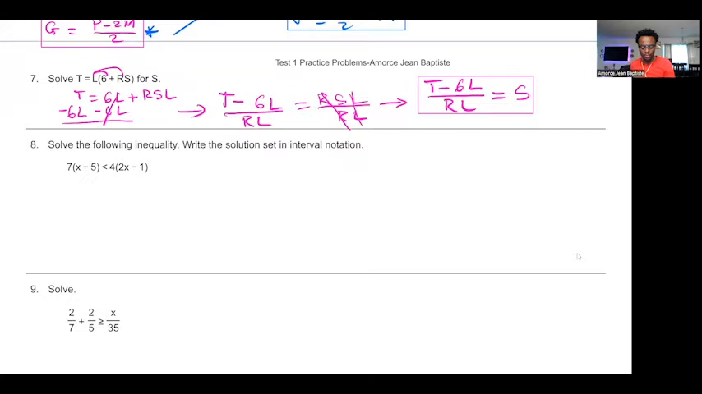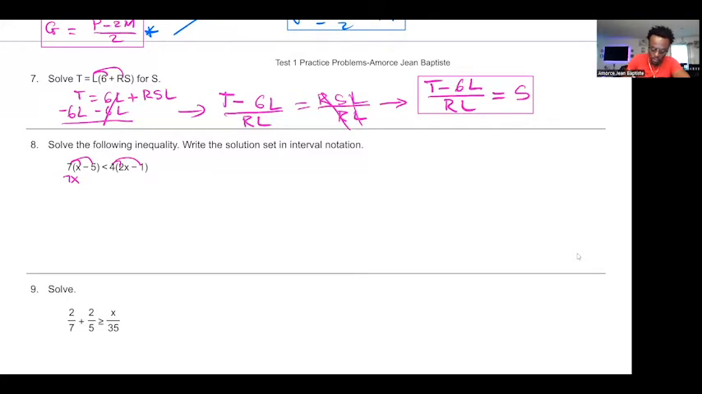Feel free to pause the video to try it. But obviously, you have parentheses. First thing is to distribute the coefficient on the outside, and then find the expression with no parentheses. So that's gonna be 7x minus 35.